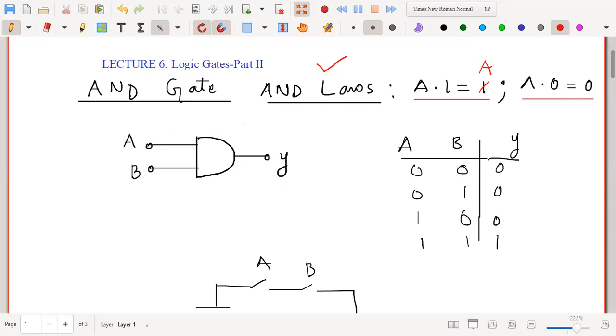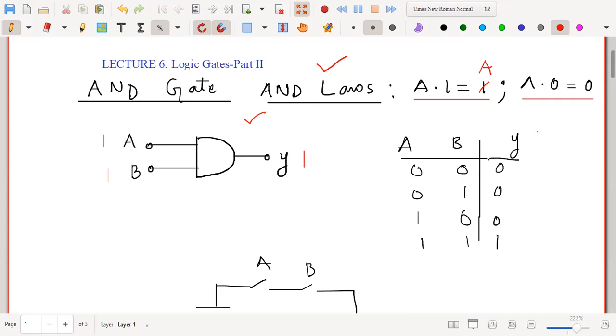First, let us see the symbol for this AND gate. Here I have drawn the symbol for this AND gate. There are two inputs here, A and B, and one output. The output would be high only if both the inputs are high. When both the inputs are high, then only the output would be high. Otherwise, for any other combination, the output would be 0 as per the AND laws.